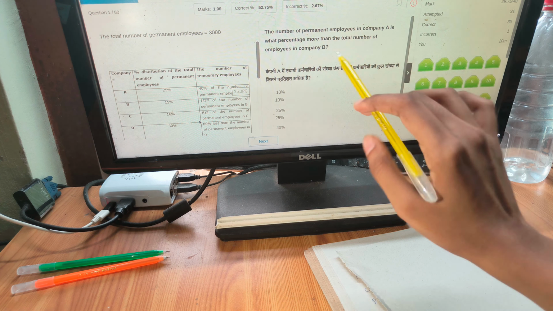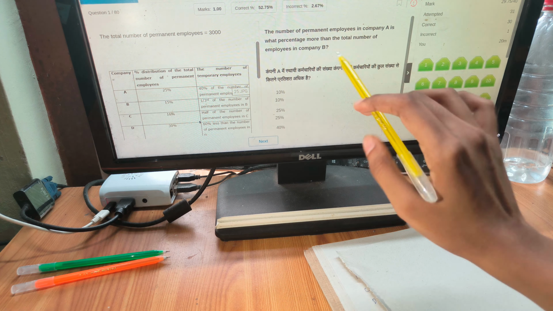So the average is 310, which means there will be 620 male employees among the temporary and permanent employees together. Okay, guys, so we have a total of 620 male employees, and from this data we get that there are 1050 employees in A in total. Among them, 620 are male employees, which means the remaining 430 will be female employees.